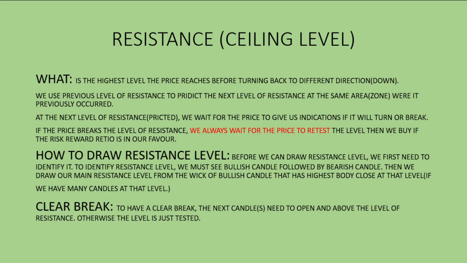How do we draw then a resistance level? Before we can draw a resistance level, we first need to identify it. And to identify a resistance level, we must see a bullish candle followed by a bearish candle because it's an uptrend move. The last candle must be bullish, then followed by a bearish candle. Then we draw our main resistance level from the wick of the bullish candle that has the highest body close at that level, if we have many candles occurring there.